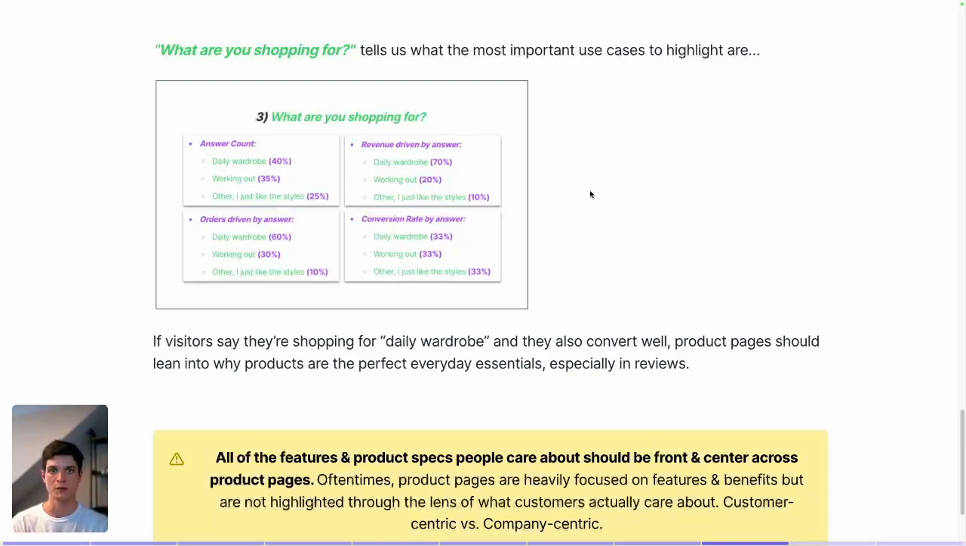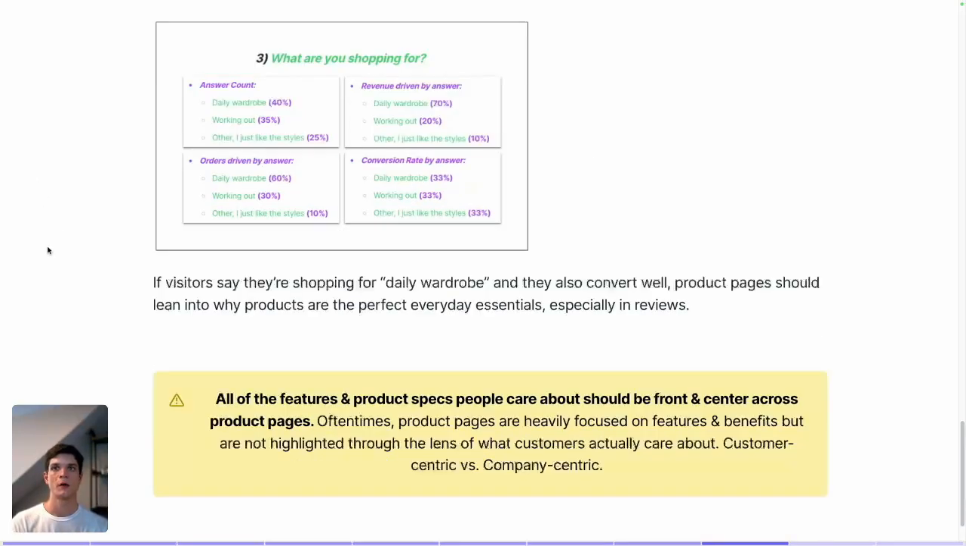And especially in reviews, if there's customer reviews where they're talking about using the products for those same reasons, then those should be prioritized. So the key idea here is that all of the features and product specs that people care about should be front and center across all respective product pages. And oftentimes pages are so focused on features and benefits, but they're not necessarily tied back to the reasons that customers are shopping for them.